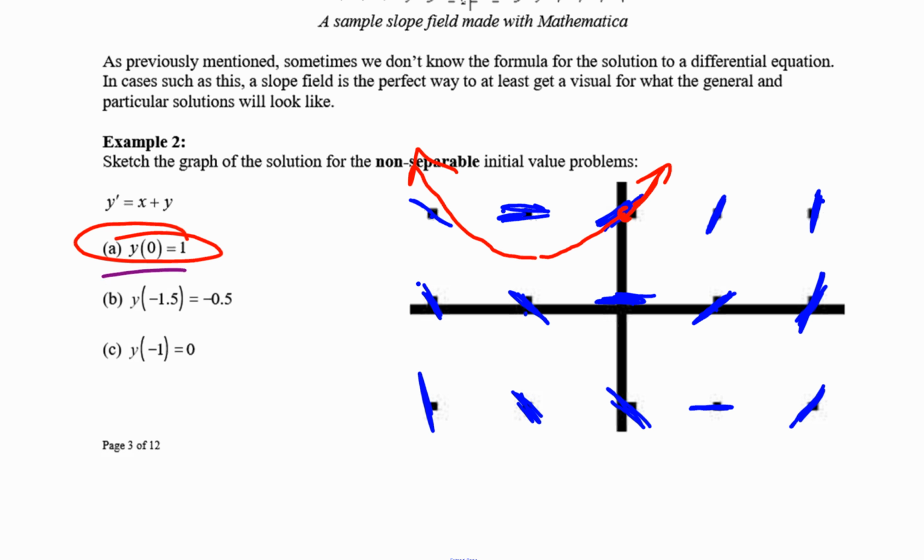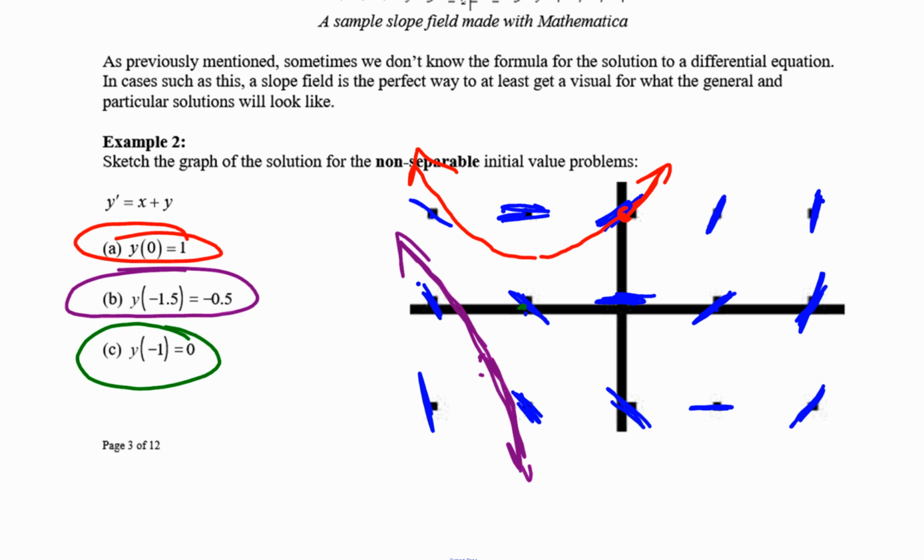All right, let's look at the next one. If we start maybe right there, it curves down, right? We're doing something like that. Imagine you're a leaf blowing in the winds of this slope field. Then we'll do this one, -1, 0. That's a slope of -1, this is a slope of -1, and this is a slope of -1. It looks kind of linear. We're not trying to find equations. We're just trying to visually see what's going on.